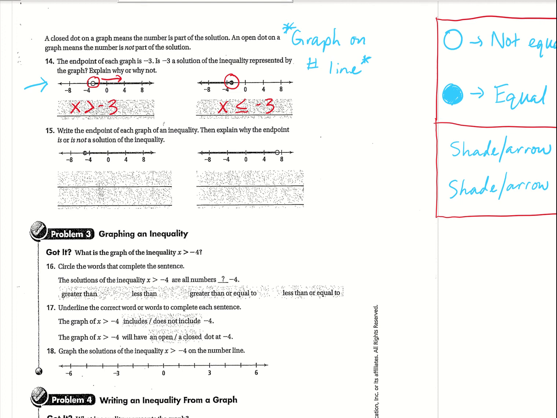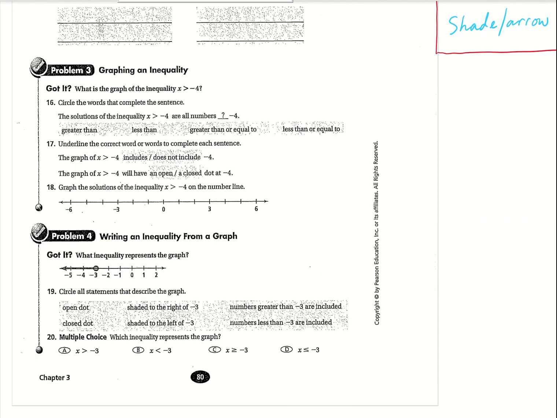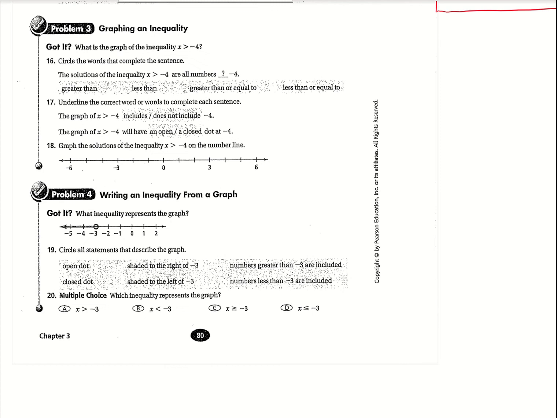Go ahead at this point. Take time to do the two of them that you have for number 15. Once you've done that, the last thing I want you to do, you're going to do on your own at the bottom of page 80. You're going to look at problem 4, and I just want you to choose for number 20. Pick A, B, C, or D, looking at that graph, and that will be the last thing that you need to do.